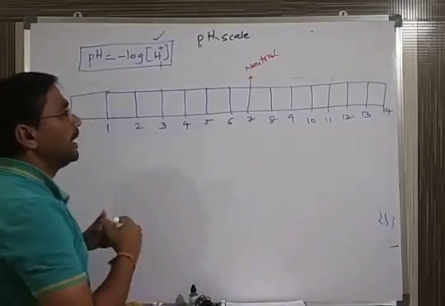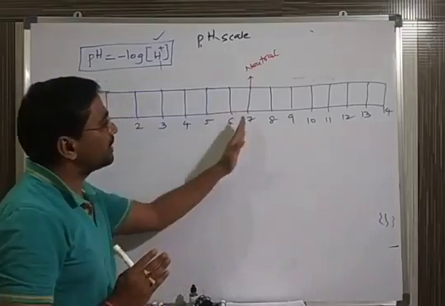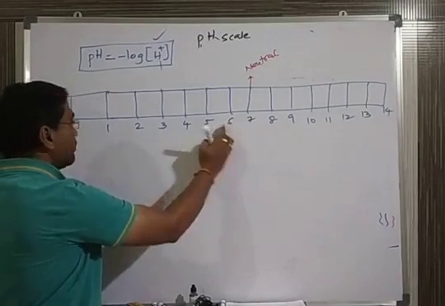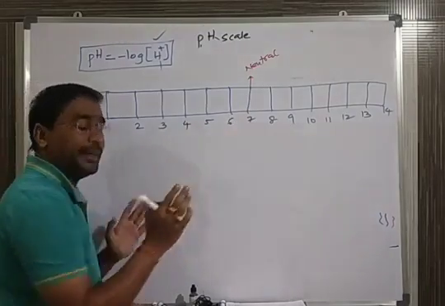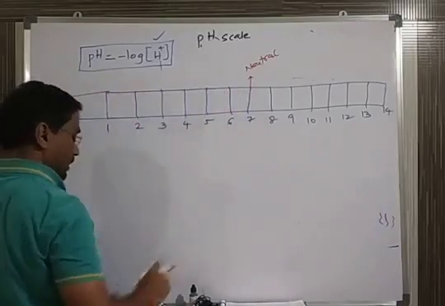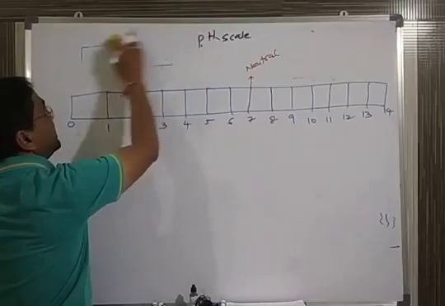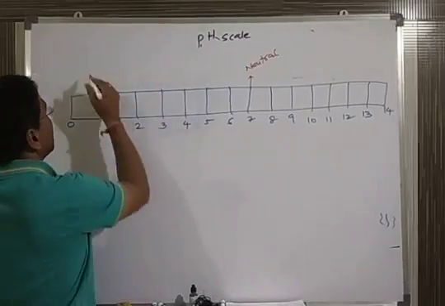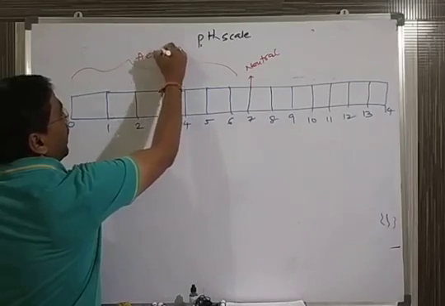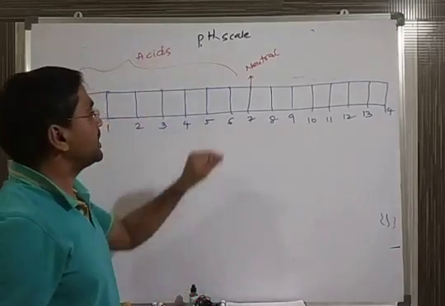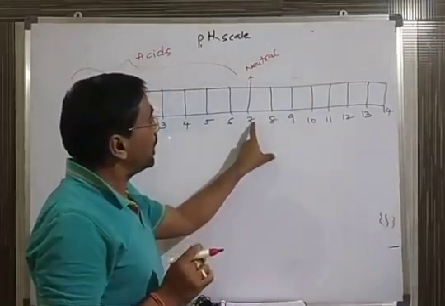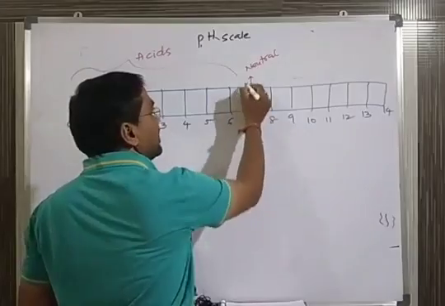Okay, and any substance which has a pH value less than 7, meaning 0 to 6.9, anything like that, all comes under the acids. Okay, and any substance which has a pH greater than 7, meaning 7.1 to 14, we are saying 7 is neutral.